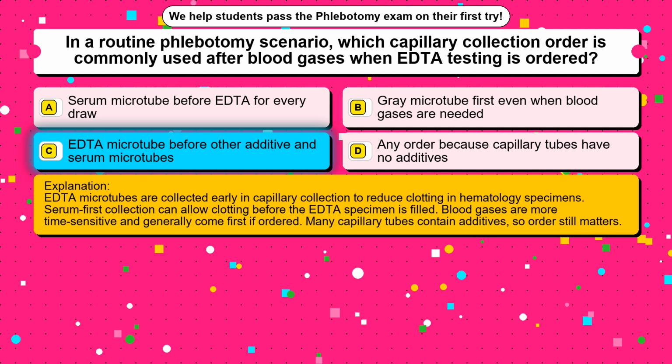EDTA microtubes are collected early in capillary collection to reduce clotting in hematology specimens. Serum first collection can allow clotting before the EDTA specimen is filled. Blood gases are more time sensitive and generally come first if ordered. Many capillary tubes contain additives, so order still matters.